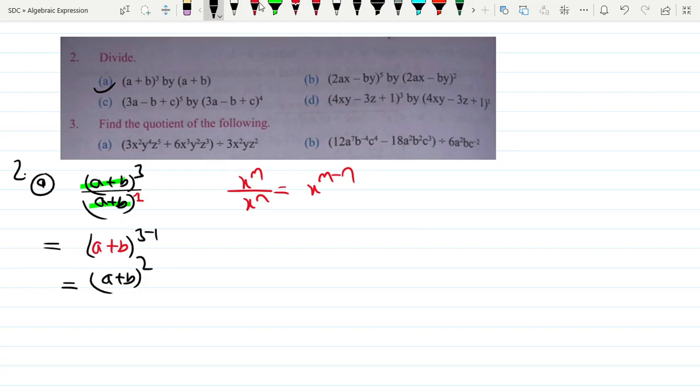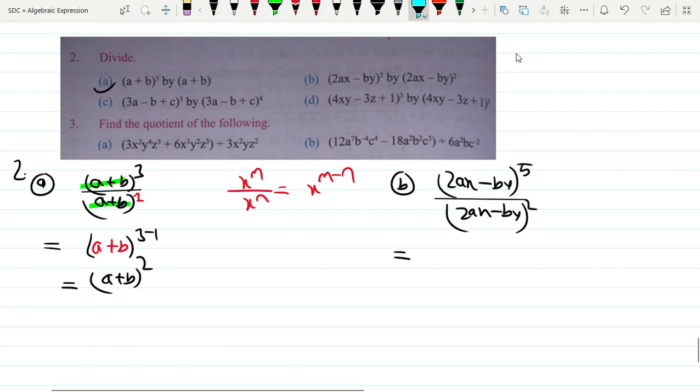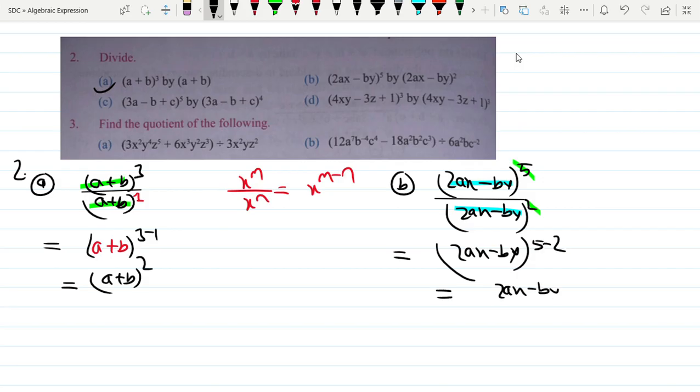So that's number a, and now similarly you can do number b. In number b we have (2ax minus by) whole power 5, which is getting divided by (2ax minus by) whole power 2, or square. Here the same thing happens. We see the same base with different powers, 5 and 2, and we subtract them. So we get (2ax minus by) whole power 5 minus 2, which gives you (2ax minus by) whole power 3. That's the final answer.